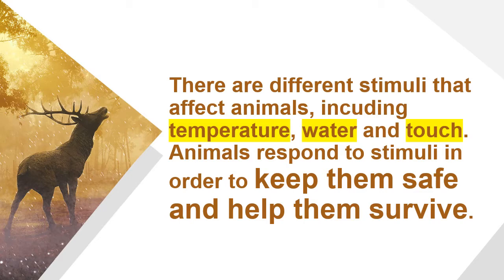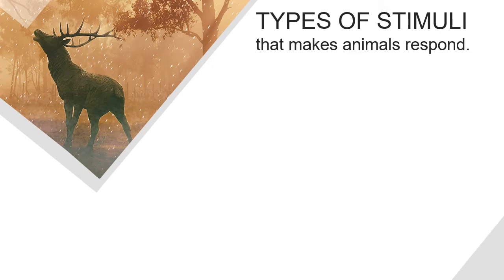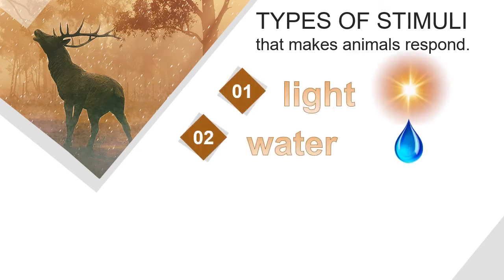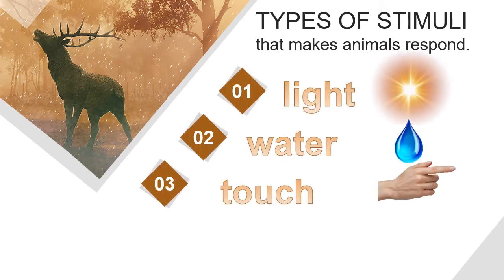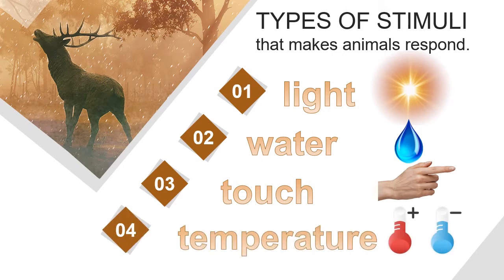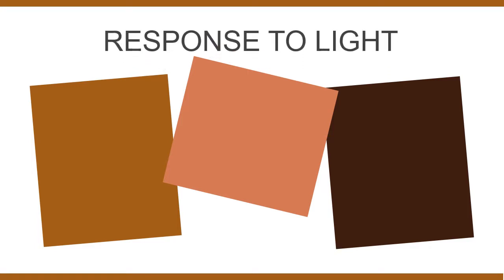Now let's learn how the animals respond to each stimulus. Types of stimuli that make animals respond. These are light, water, touch, and temperature. First, let's talk about light. How do animals respond to light?